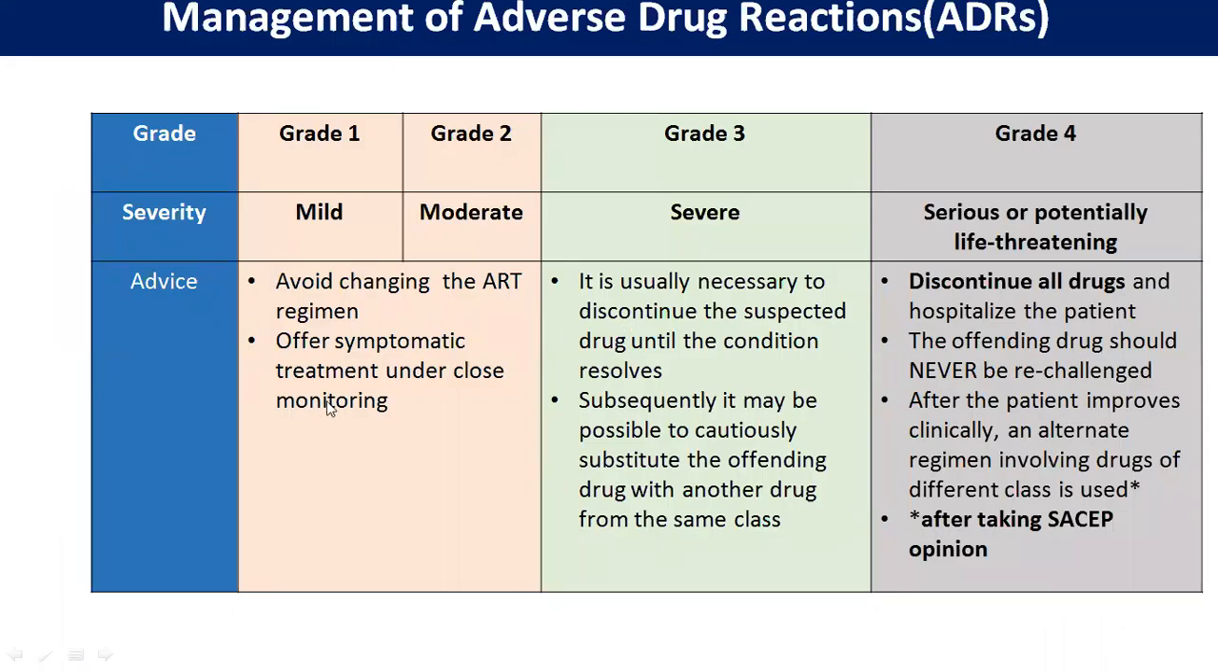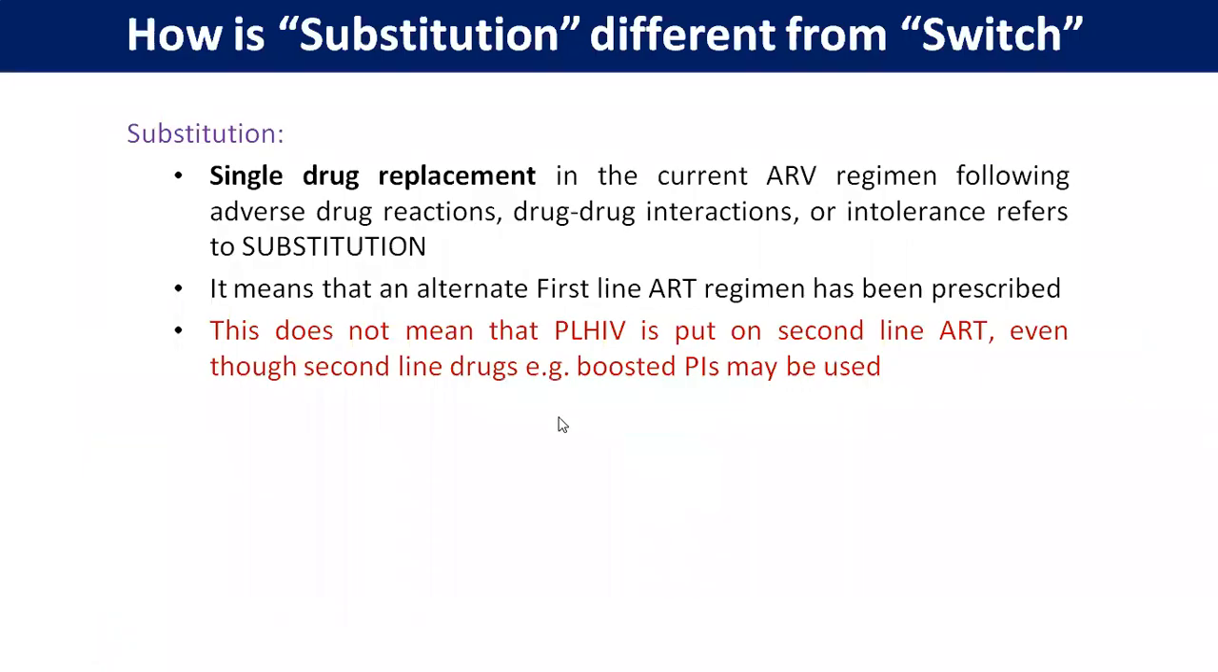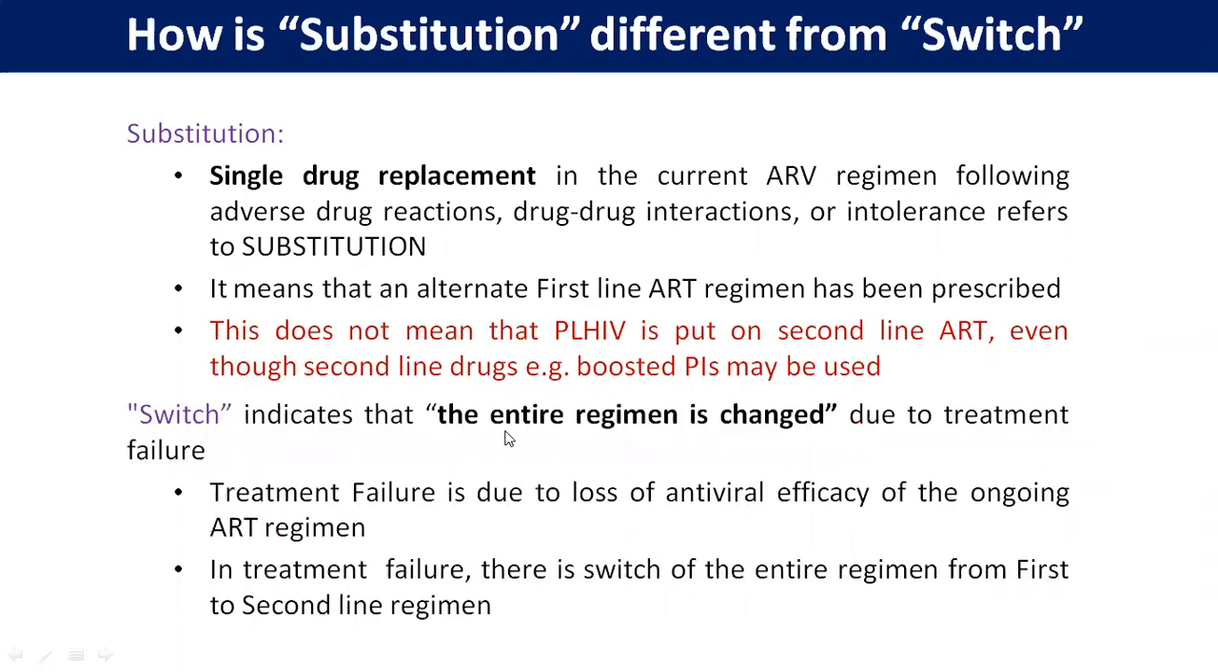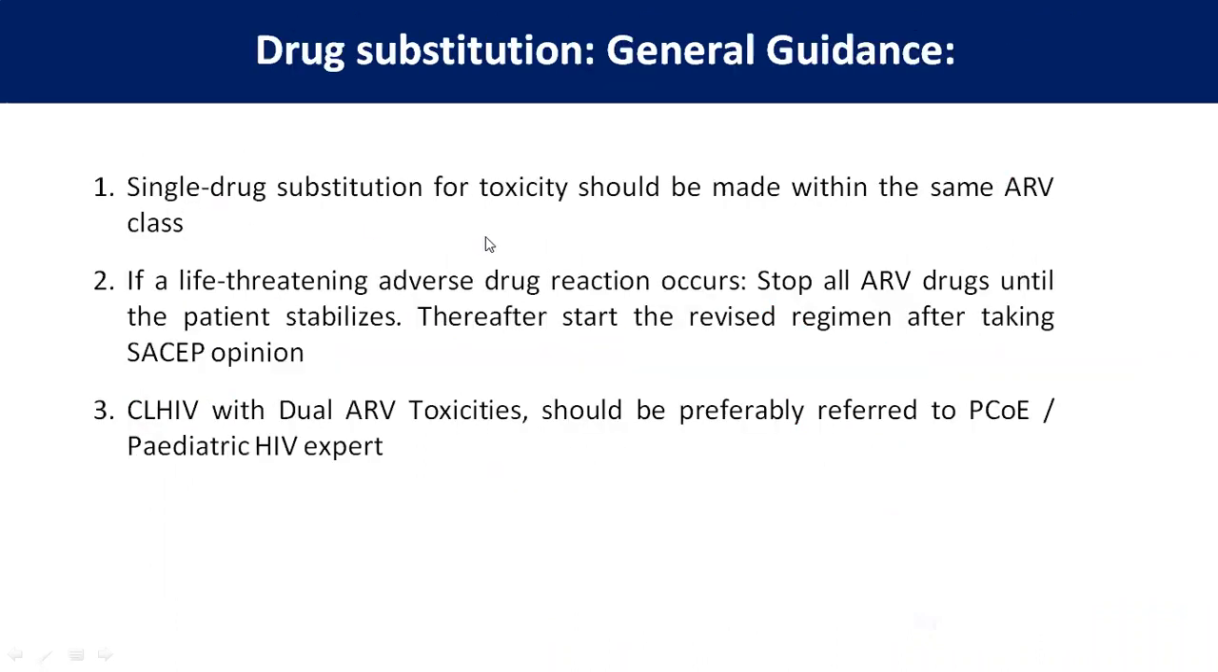So for mild to moderate, avoid changing the ART regimen, offer symptomatic treatment. But in severe and life-threatening cases, you have to change the drug. So you have to do drug substitution, a single drug replacement in the current ARV regimen following adverse drug reactions, or drug-to-drug, not because of failure. It is substitution. Switch indicates the entire regimen change, because of failure. Single drug substitution for toxicity should be made within the same ARV class.